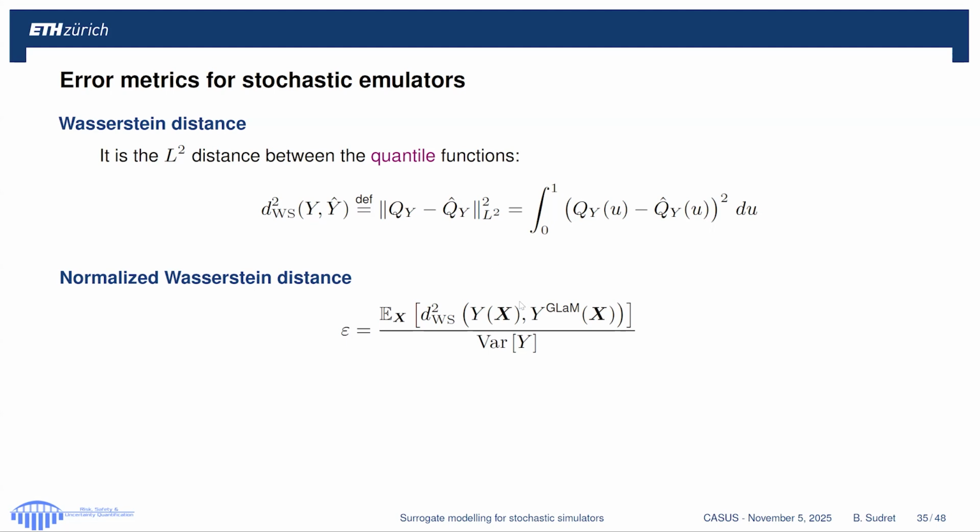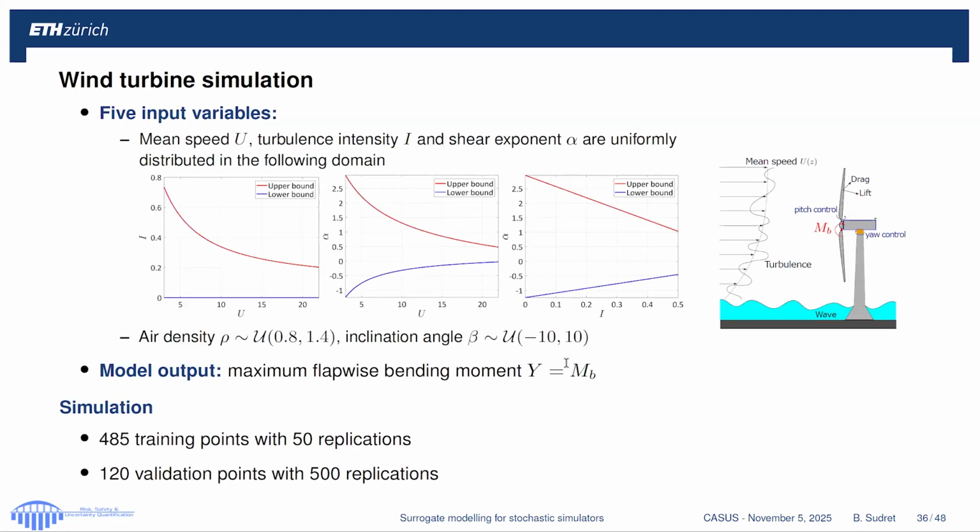And now, of course, we want a model to be accurate for different x's in our input space. So we typically average this over x. And after normalization, we get a number between 0 and 1, typically in terms of 10 to the minus 1, 10 to the minus 2, which is the global accuracy of this stochastic surrogate.